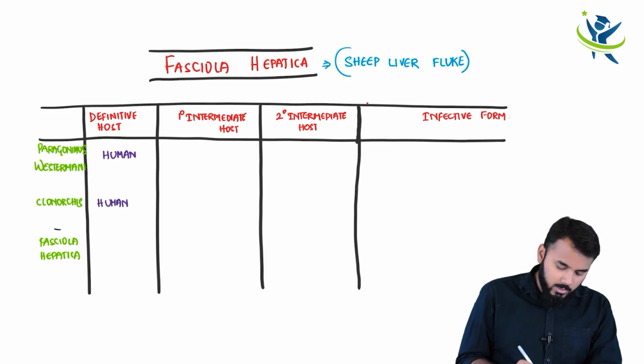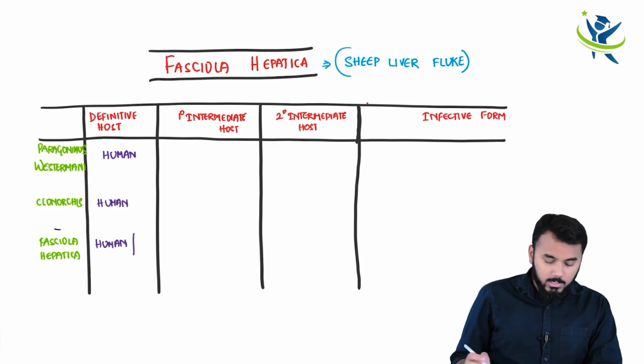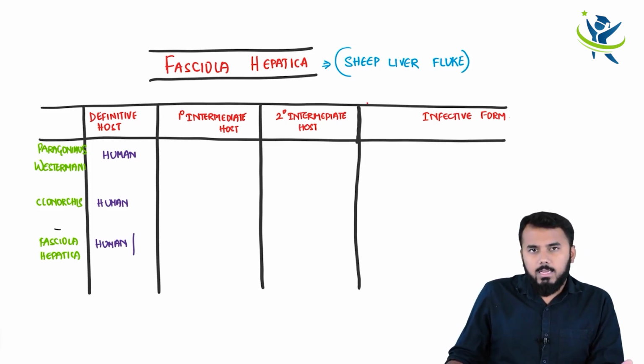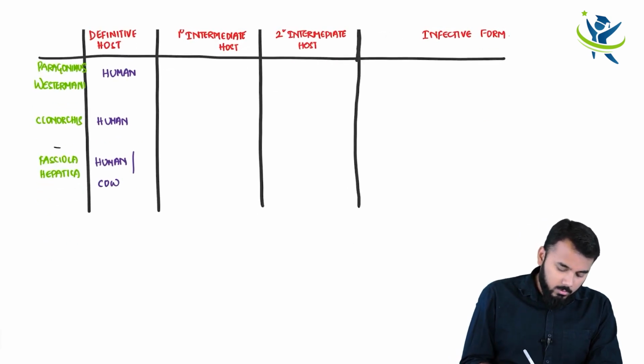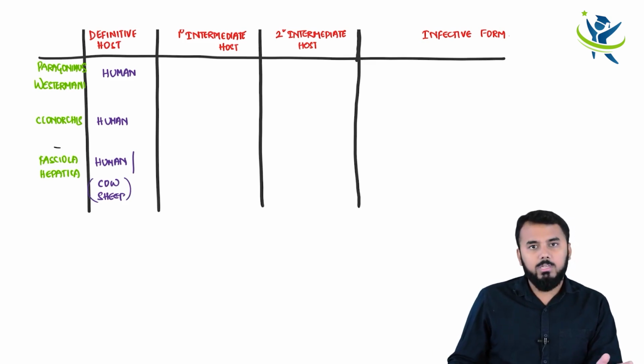But only one small change, that in Fasciola hepatica, along with the humans, there are also two other definitive hosts. They are the cattle, right? One is the cow and the other one is the sheep. So keep this thing in mind as an extra point. Okay, it's very important. So one is the cow and the other one is the sheep. In case of Fasciola hepatica, that is why we call it sheep liver fluke. I hope you remember it, right?